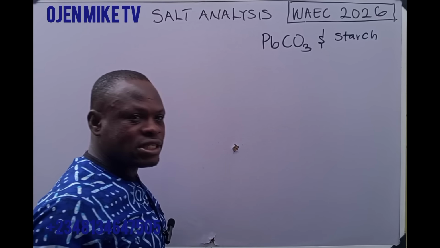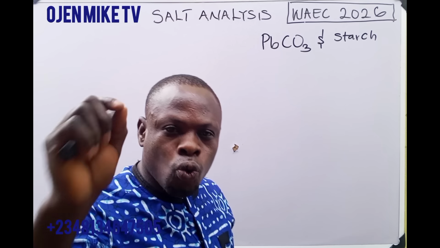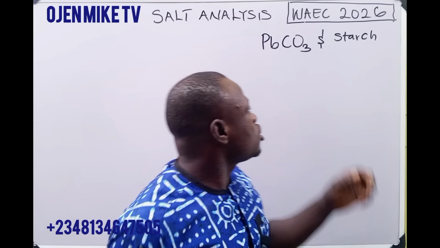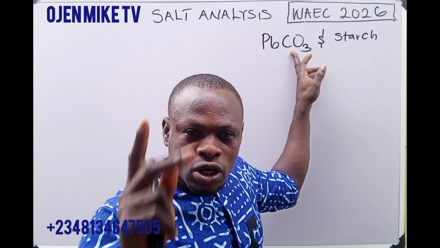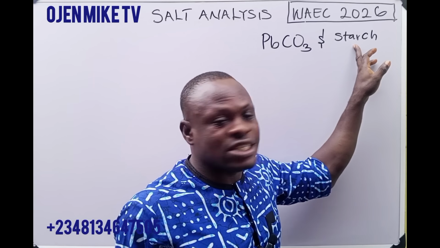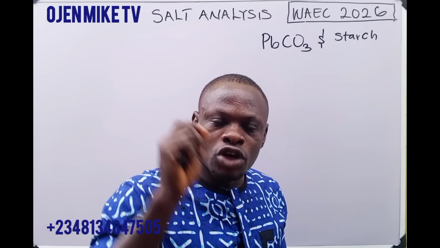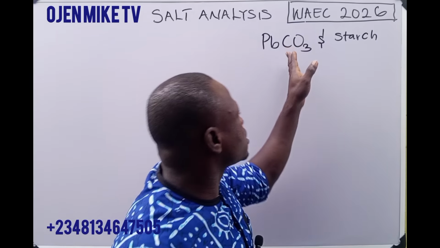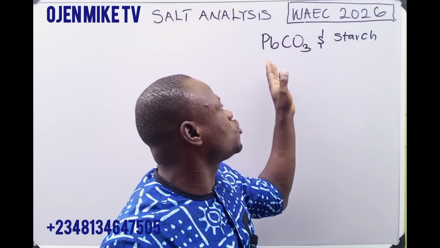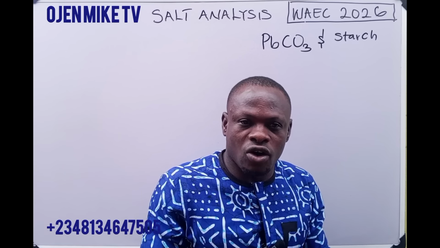Now we are asked to mix these two things in a ratio of 1:1. It means that if you weigh lead 2 carbonate 2 grams, you must also weigh starch granule 2 grams. That is what we mean by ratio of 1:1. So if this one is 3, this one will measure 3. If this one is 4, this one you also measure 4. You mix them together.